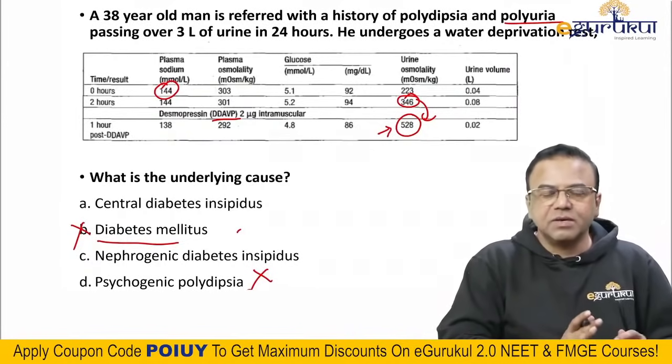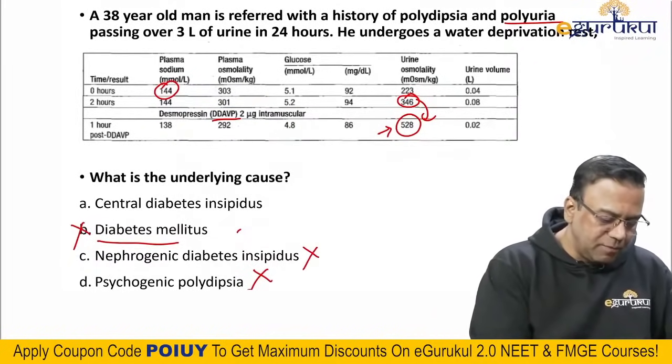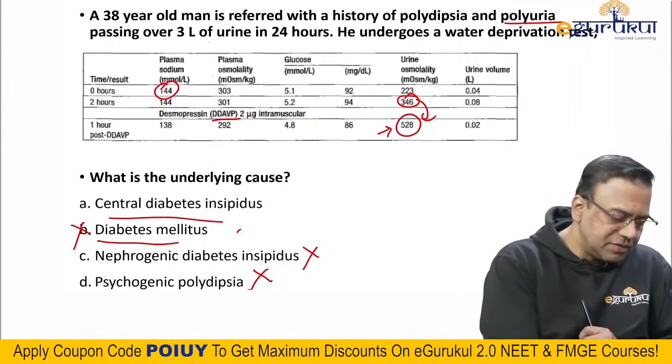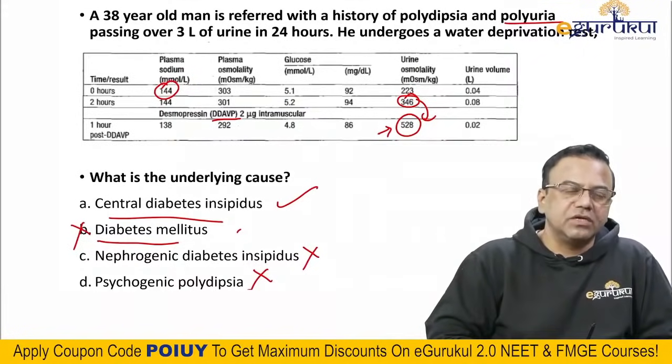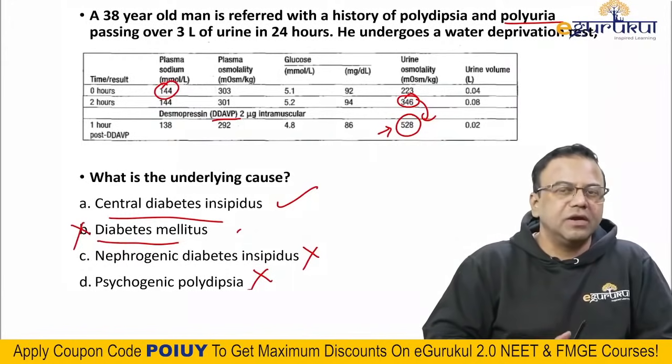It indicates that receptor defect is not there. This is not a receptor problem. If it's not a receptor problem, then it's not nephrogenic diabetes insipidus. The answer here, that means, is clearly a central diabetes insipidus. So these kind of questions are generally very easy. The sodium will help you out. Look at the urine osmolality.